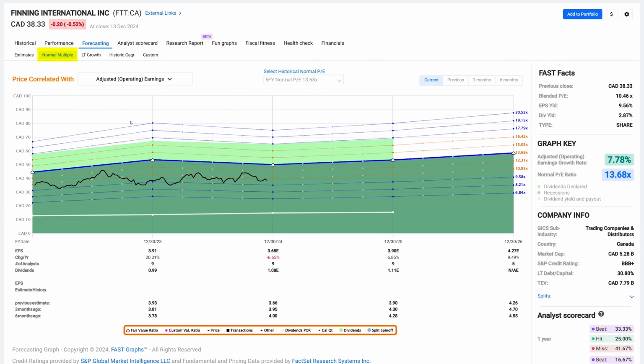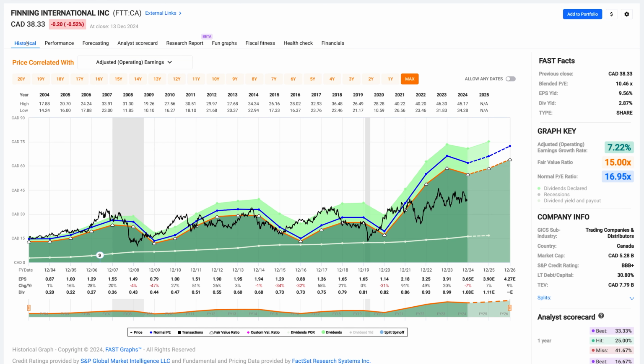I'm looking at the normal multiple of, say, 13. This still looks like it offers a very superior long-term rate of return. It's BBB+, which is quality investment grade, just one notch below A. And it's only got 30 to 31% debt to capital. So I like Finning International a lot at today's valuation.